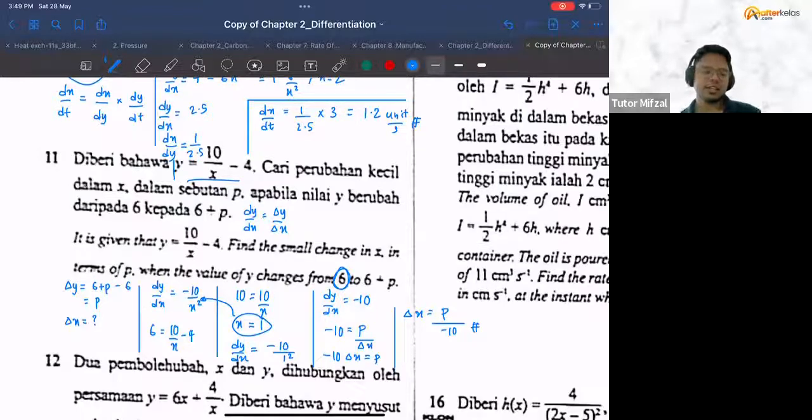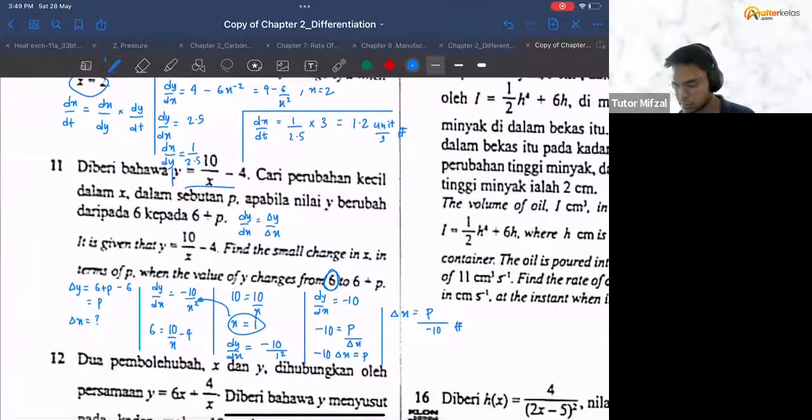This is a tricky question. Why? Because it doesn't tell you the value of x. So you have to find your value of x from y. And remember, you find it using the old value of y. The old value of y will give you the old value of x. See, when you do questions, it gets better, right? You understand this more.